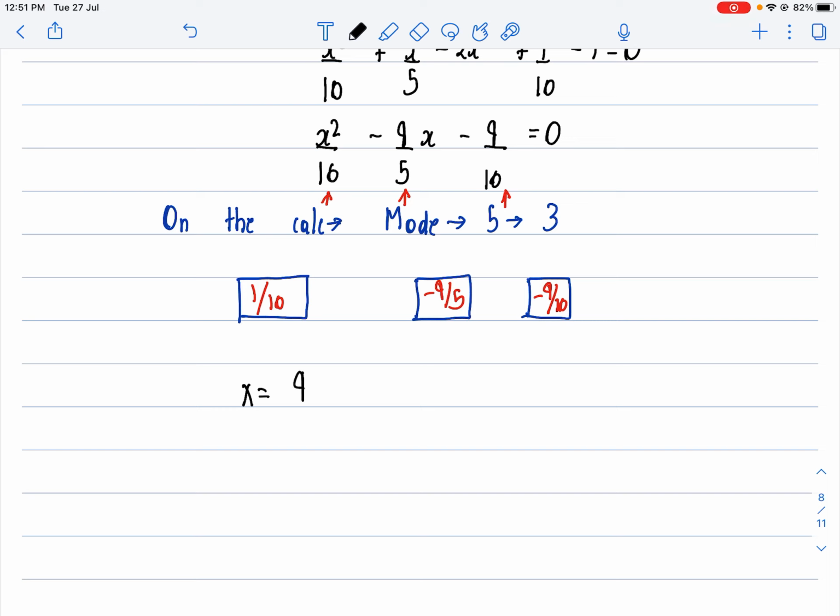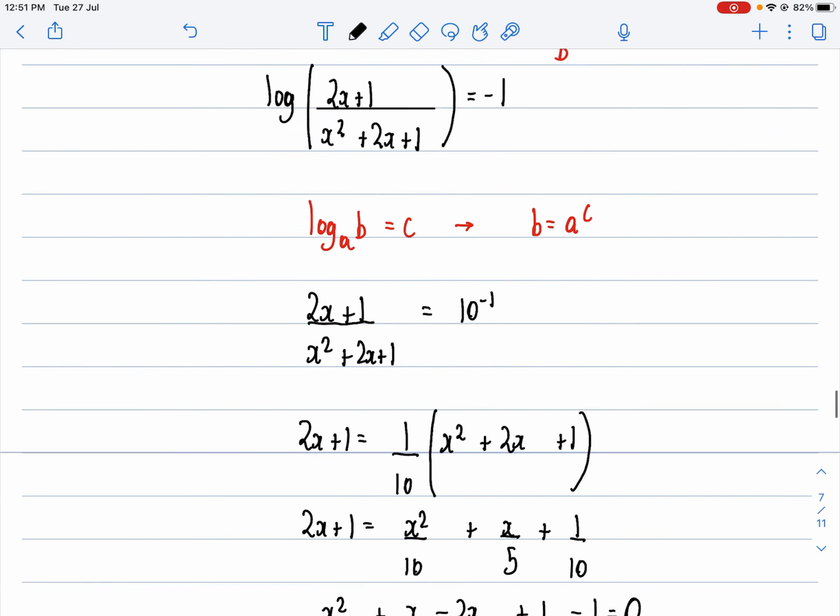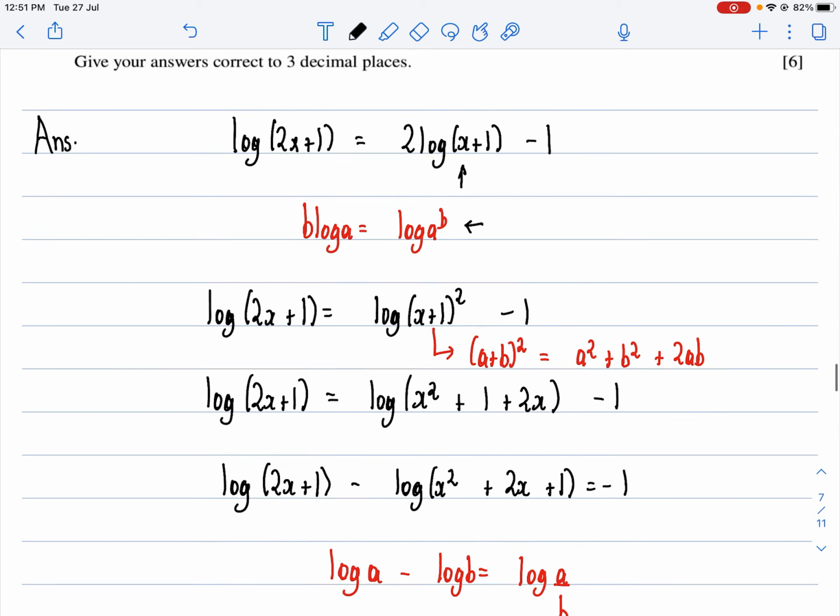basically as 9 plus 3 root 10, which is a positive value. Okay, and I get my x basically as 9 minus 3 root 10. We've again got two values of x here. Correct? So now let's see if both values are fine.